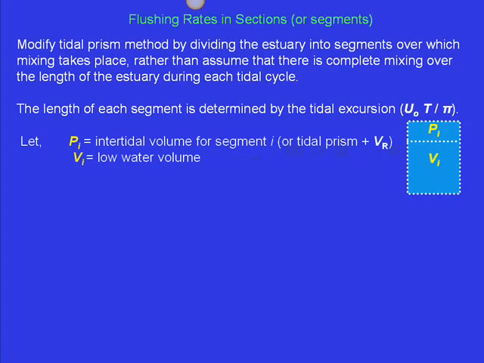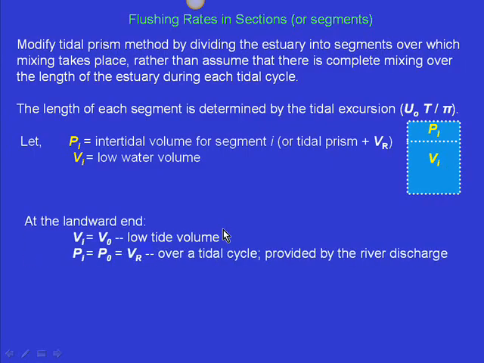All right, so we will assume that each segment looks something like this, that it has a volume V sub i and a tidal prism. This would be the tidal prism volume of each segment. We will call it P sub i. So that's the intertidal volume of the segment, or the tidal prism plus any freshwater volume that's in there. So the V sub i would be the volume at low water.